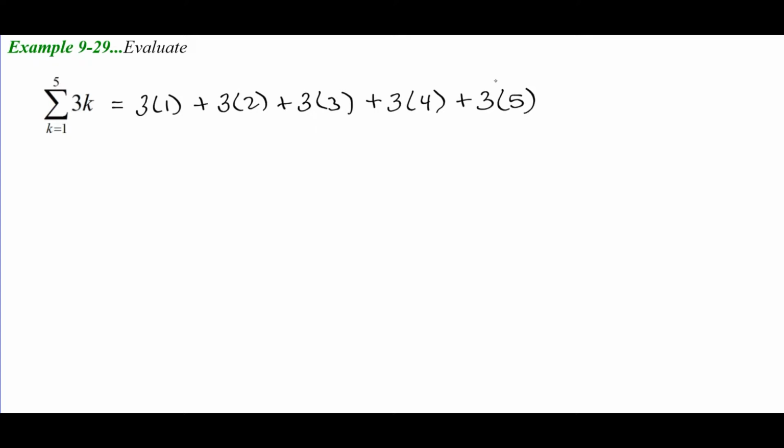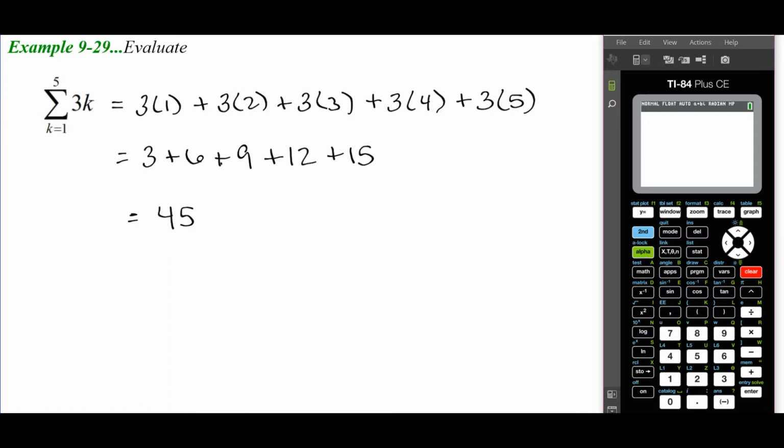Now I'm going to stop because my term on my top was 5, so I went from the first term to the fifth term. So now we just need to do the arithmetic here. So this is just 3 plus 6 plus 9 plus 12 plus 15. And then we just need to add that up, and this gives us 45.